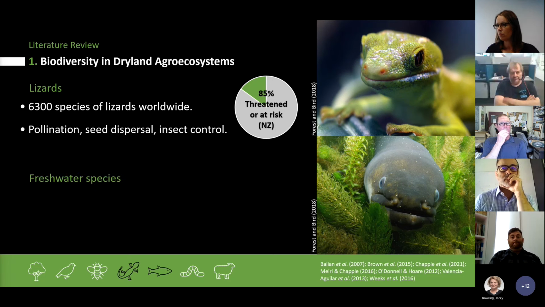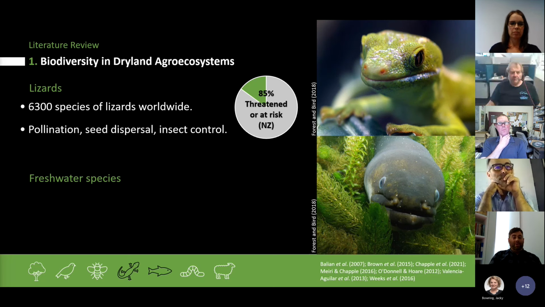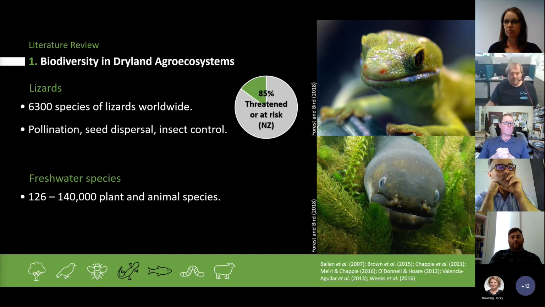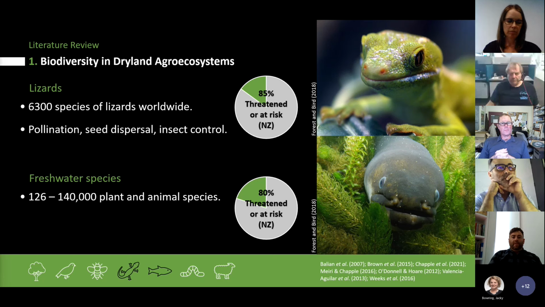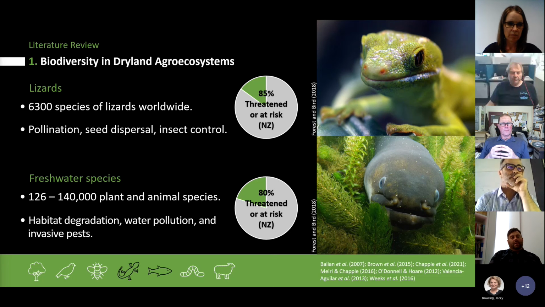Freshwater species: their habitats comprise less than 1% of the global surface, and they're home to an estimated 126 to 140,000 plant and animal species. Additionally, a significant source of food for humans and wildlife. However, more than 80% of New Zealand freshwater species are now threatened or at risk. And similar again, habitat degradation is a big issue with water pollution and invasive pests.